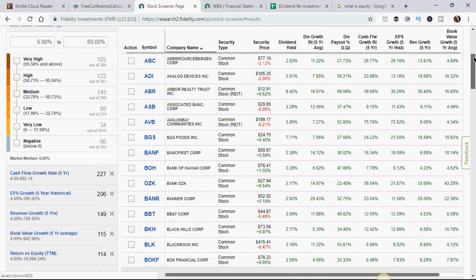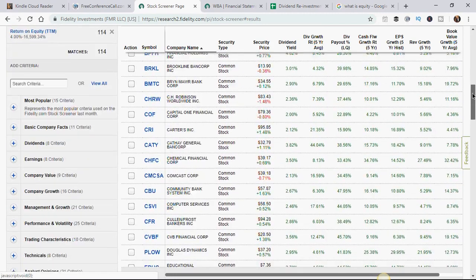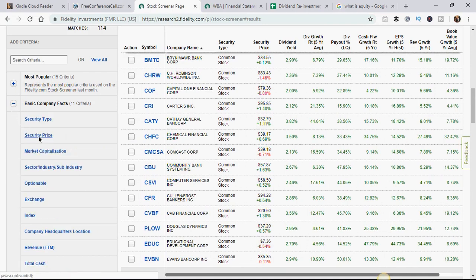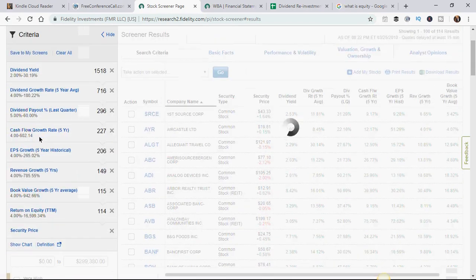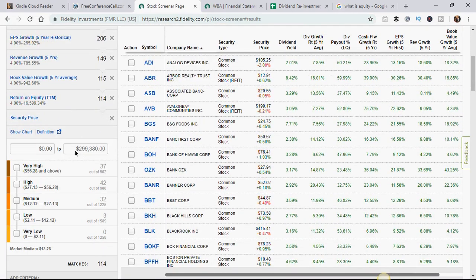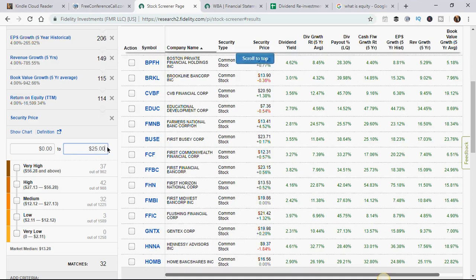Now, let me throw in a filter that we didn't mention earlier, but this is a factor. This is a basic company fact. How much is the actual stock going to cost you? I'm not trying to pay thousands of dollars for a stock. Normally, and this is just my best practice, I don't know if it's the best practice, I start off with stocks that's $25 or less.